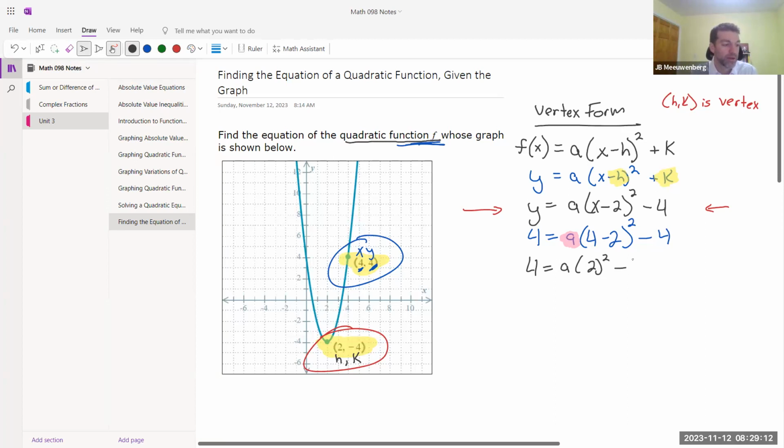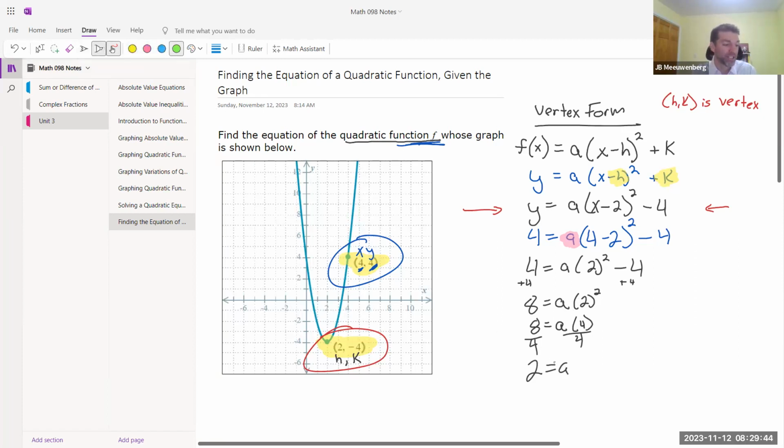Quantity squared minus 4. Now I think what I'll do is add 4 to both sides to get 8 is equal to A times 2 squared. We can also square this 2. Notice that square does not connect to the A, it's just to the 2. 8 is equal to A times 4. And then we can divide both sides by 4. And so after all that work, we get 2 is equal to A.